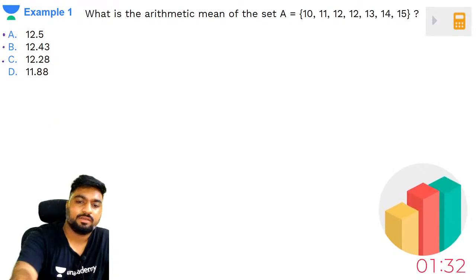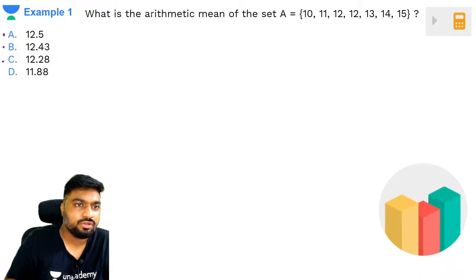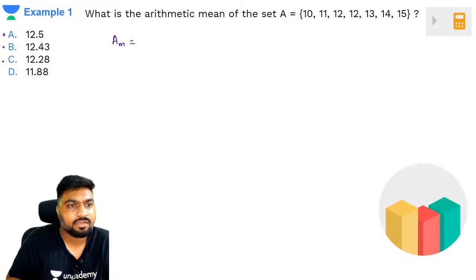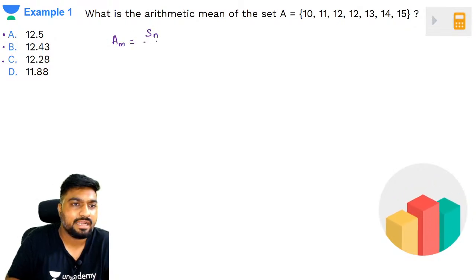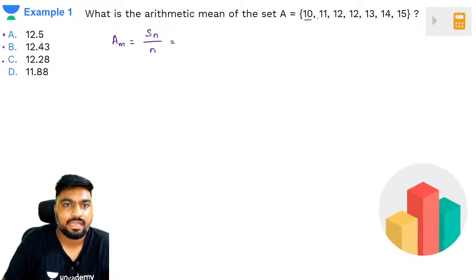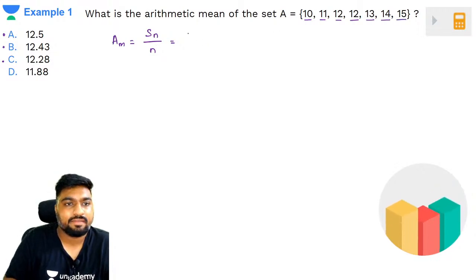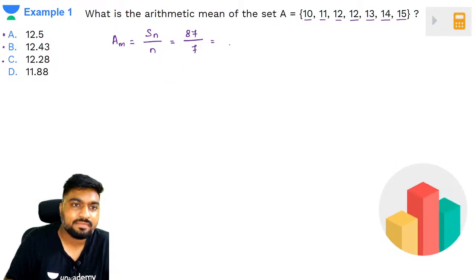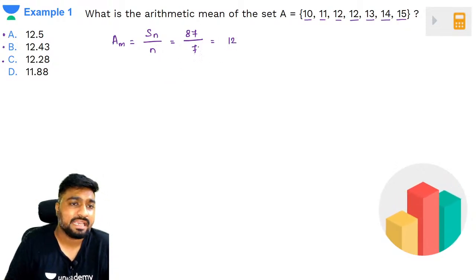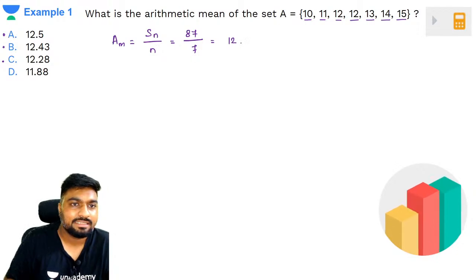All right, let's look at this. Standard method, how would you do it? Arithmetic mean of any given set of terms is what? Sum of n terms by n. If I were to find the sum of n terms, what do I have? 10, 21, 33, 45, 58, 68, 72, 82, 87. 87 upon how many terms? 3, 6, 7. 87 by 7. 12 times 7 is 84. Remaining 3 by 7. 3 by 7 is what?